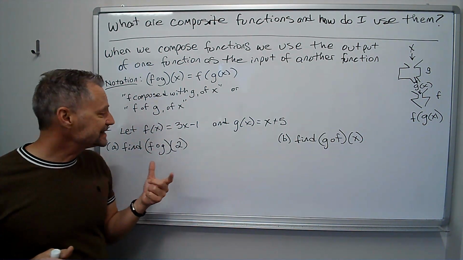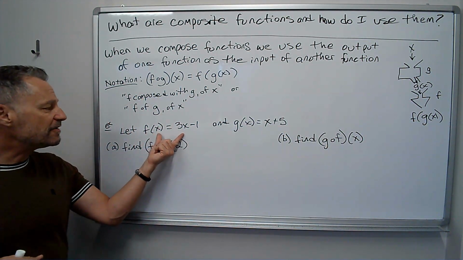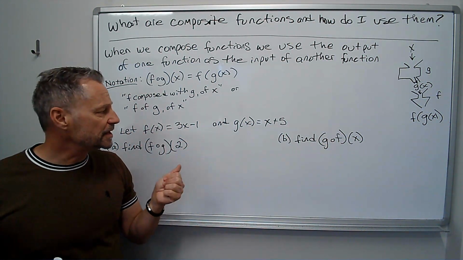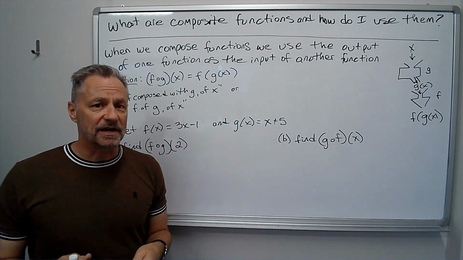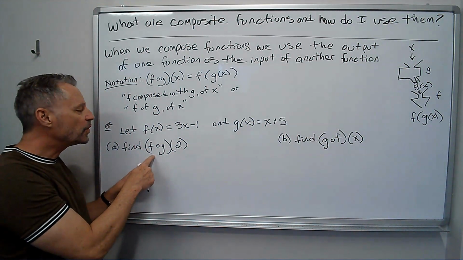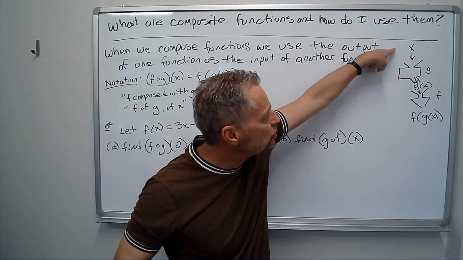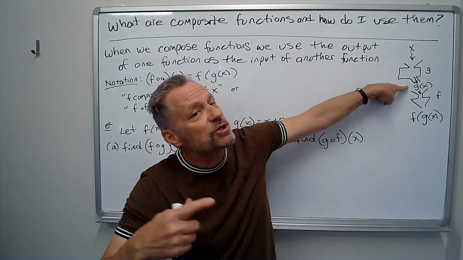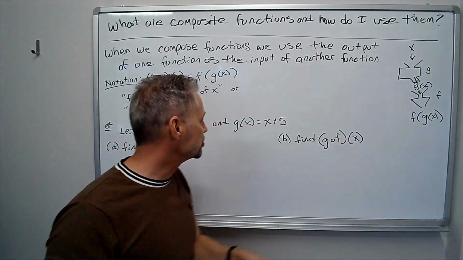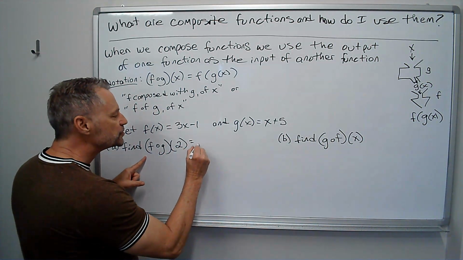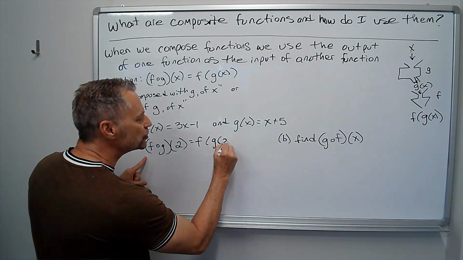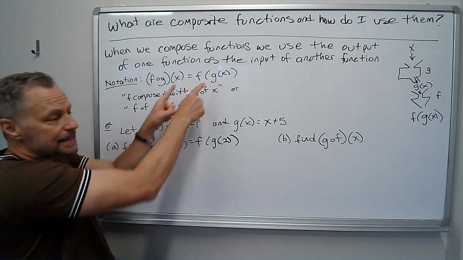All right, so I've got an example. We're going to start with the f function. f of x is 3x minus 1, and g of x is x plus 5. First, we want to find what is f of g of 2. So in our example, we put in a 2. It's going to get changed, and we're going to use that as the input into the other function. So this is really f of g of 2 based on the definition right here.